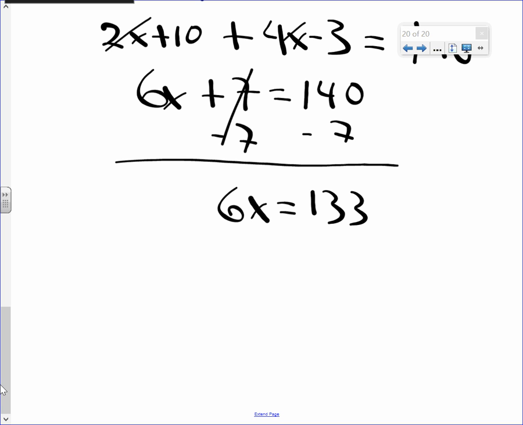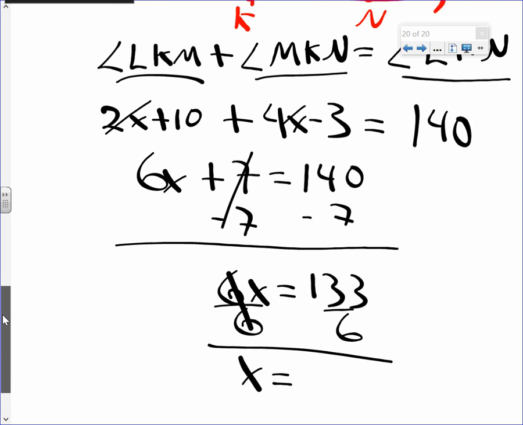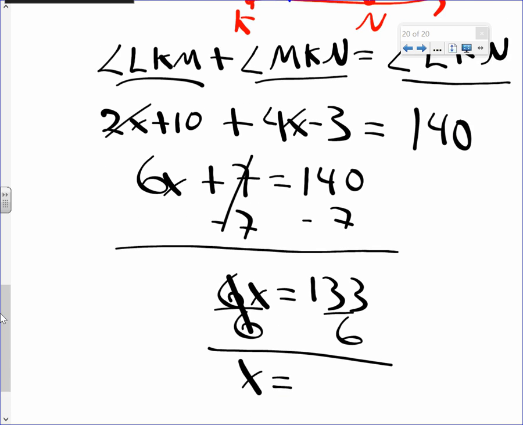Last step. Whatever you do to one side, you got to do the other. Let's do this. X is, I have no clue. X is going to be... Hold on. Real quick, you guys. You're going to have to forgive me. It's like one little thing.